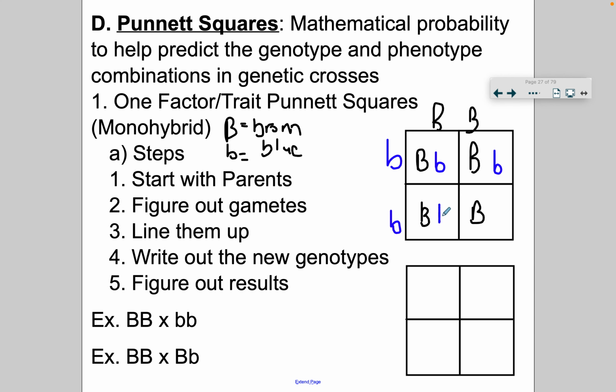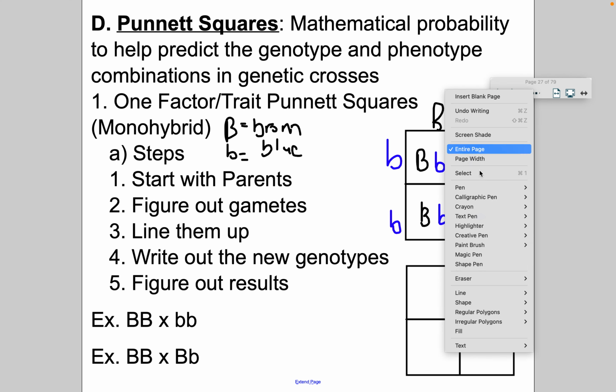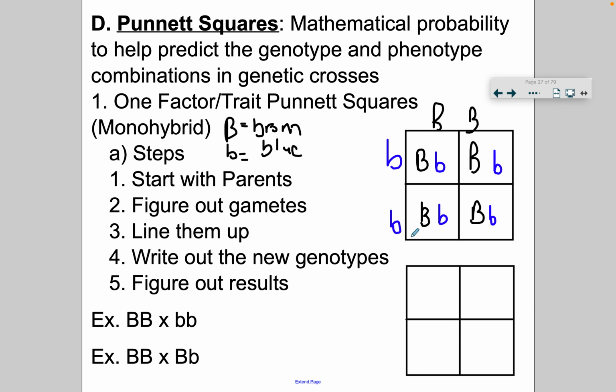So there's the little b, I go across. Okay, so I'm going to use a different pen here to show you that little b went there, and this little b went there, and that big B went down here, and here, and here, and here. Okay, so that's kind of how I filled in my Punnett square.